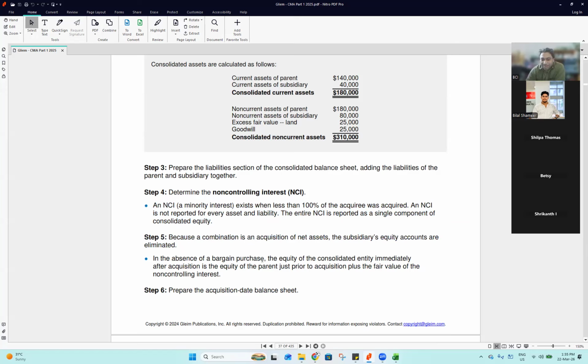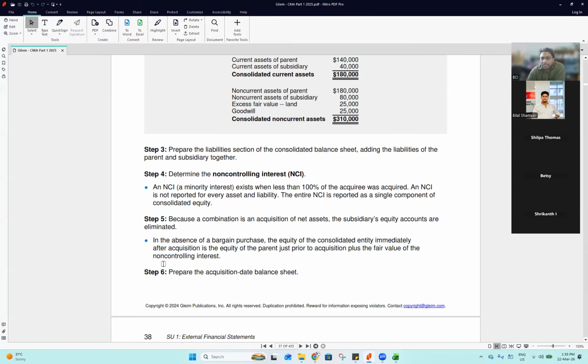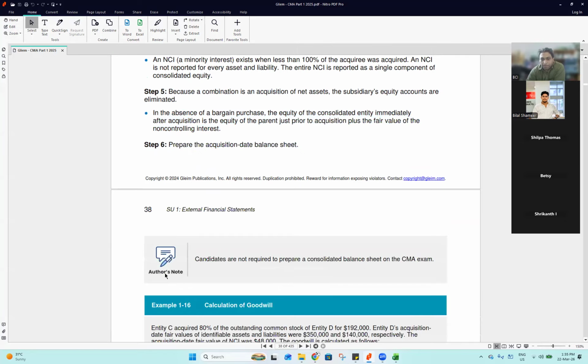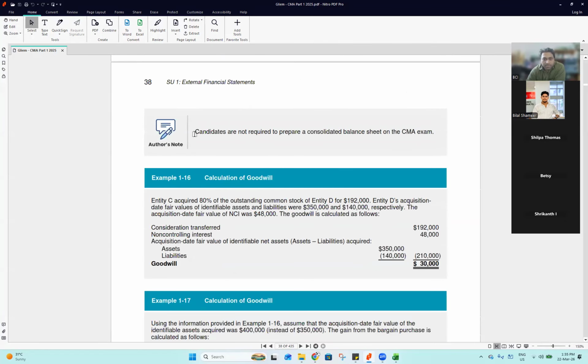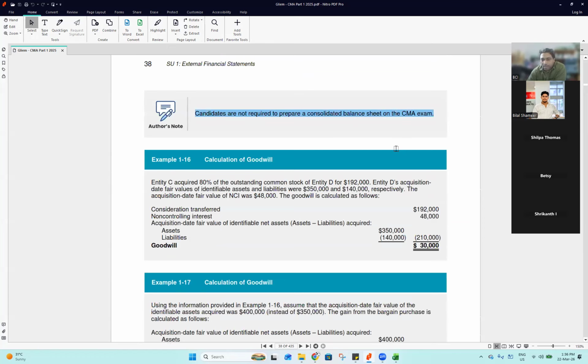In the absence of a bargain purchase, the equity of the consolidated entity immediately after acquisition is the equity of the parent just prior to the acquisition plus the fair value of the non-controlling interest. Next, prepare the acquisition date balance sheet. After calculating all these things, you have to prepare the acquisition balance sheet, which will have the non-controlling interest element also. Candidates are not required to prepare a consolidated balance sheet on the CMA examination, but you might get small portions from these areas. Clear?